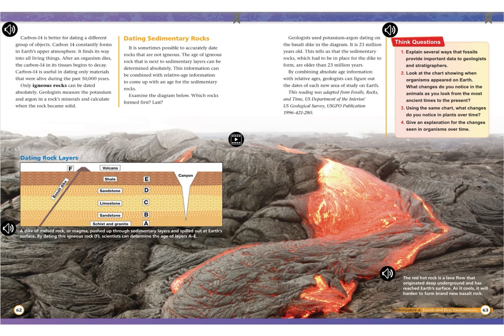Only igneous rocks can be dated absolutely. Geologists measure the potassium and argon in a rock's minerals and calculate when the rock became solid. Dating sedimentary rocks. It is sometimes possible to accurately date rocks that are not igneous. The age of igneous rock that is next to sedimentary layers can be determined absolutely. This information can be combined with relative age information to come up with an age for the sedimentary rocks.